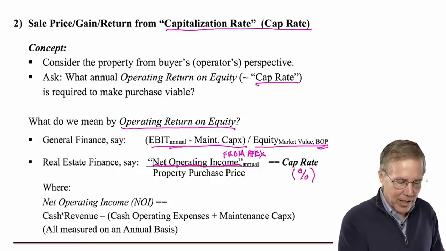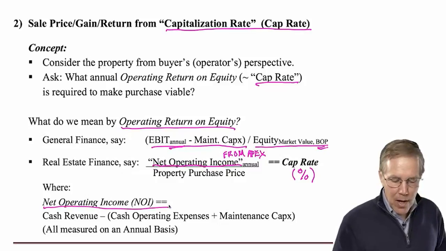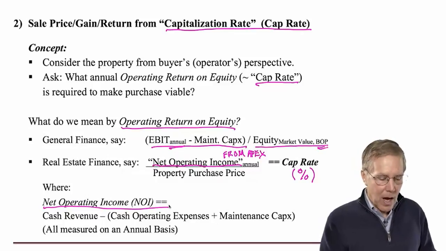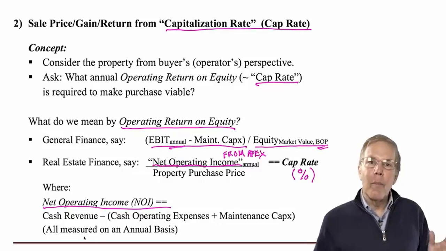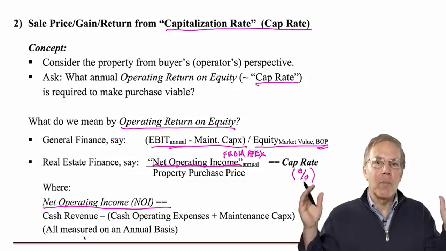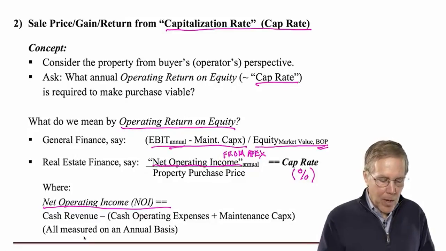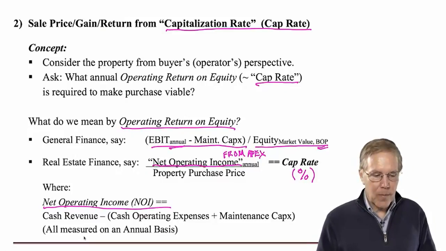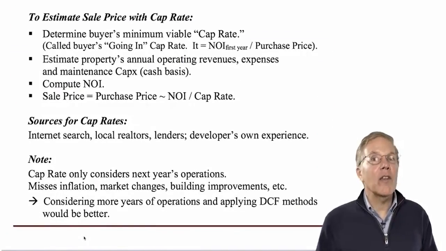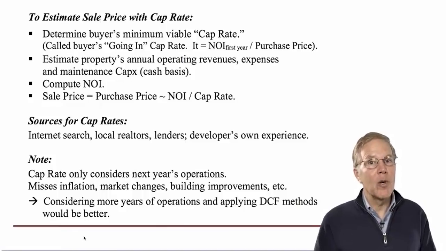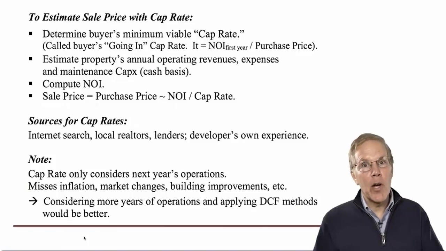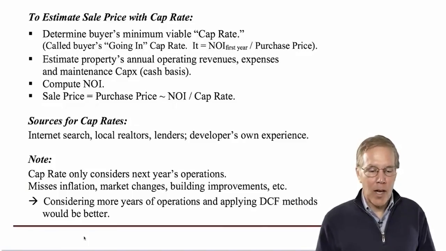What do we mean by net operating income? Net operating income is a very important term of art also in real estate finance, and it's defined to be our cash revenue during the year minus the set of cash operating expenses plus maintenance CapEx, all measured for 1 year. So let's see how this is going to work. Now that we've learned those terms, you might want to go back and review them a couple times before moving ahead. But I'm going to blast on forward because I know you can do that watching this recording.